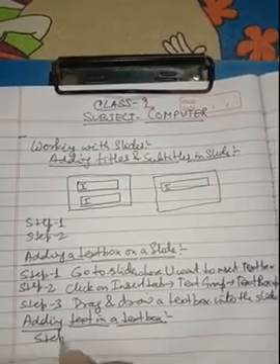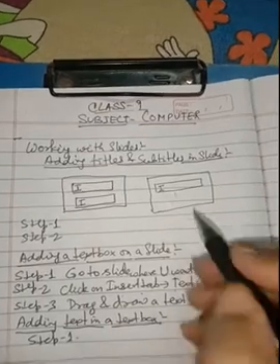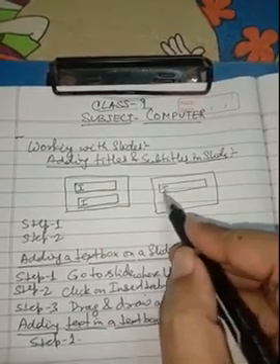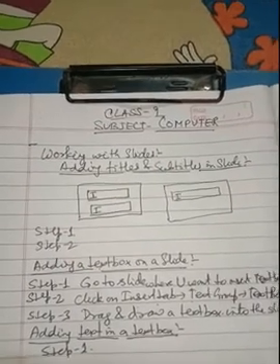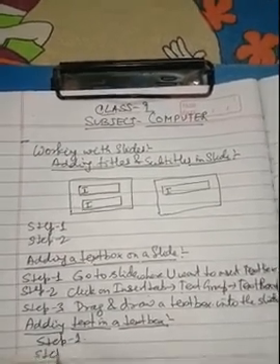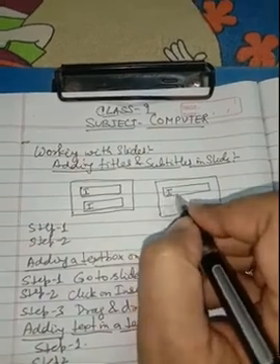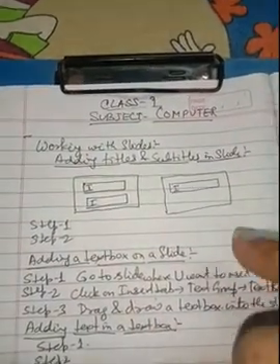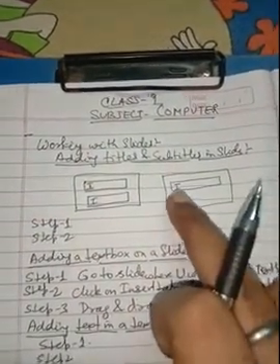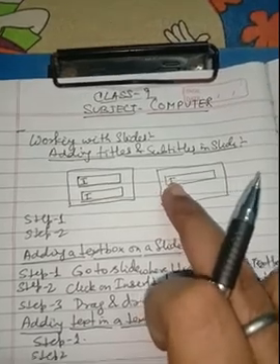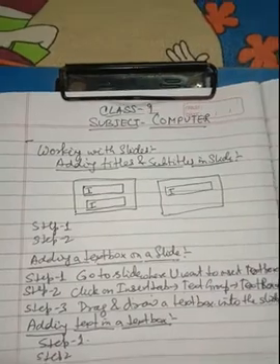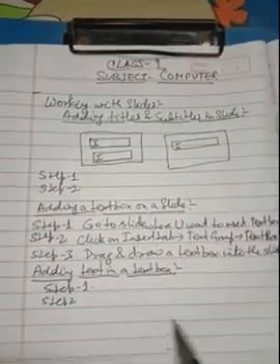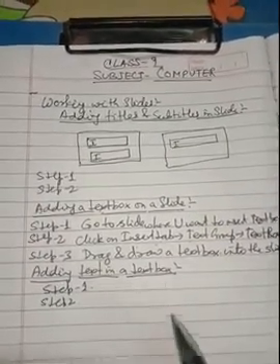Step 1: click inside the text box, left click inside the text box where you want to insert the text. Then step 2, the insertion point will appear over here. Now with the help of the keyboard you can type your content, and that content will appear in the text box that you have inserted. So this is how you can add text in a text box.